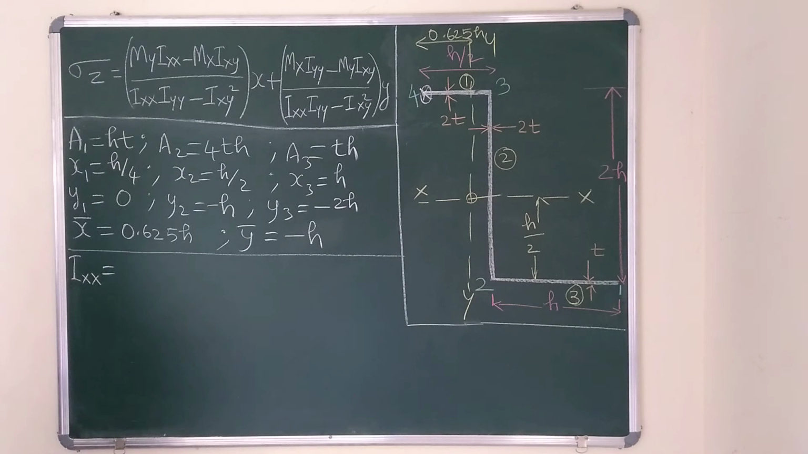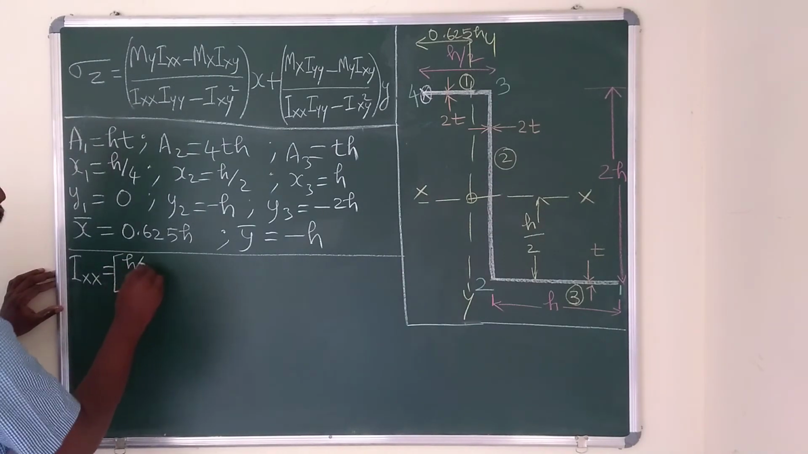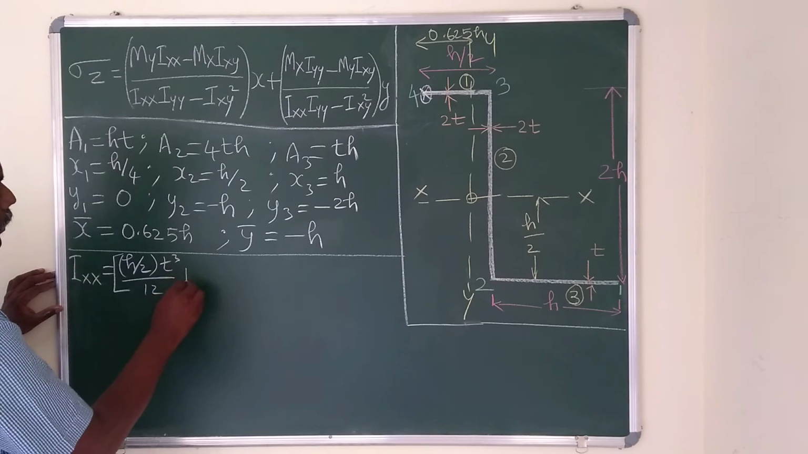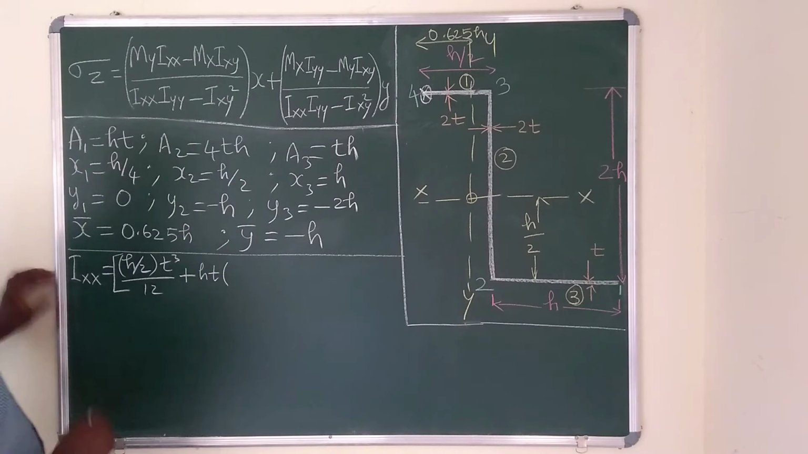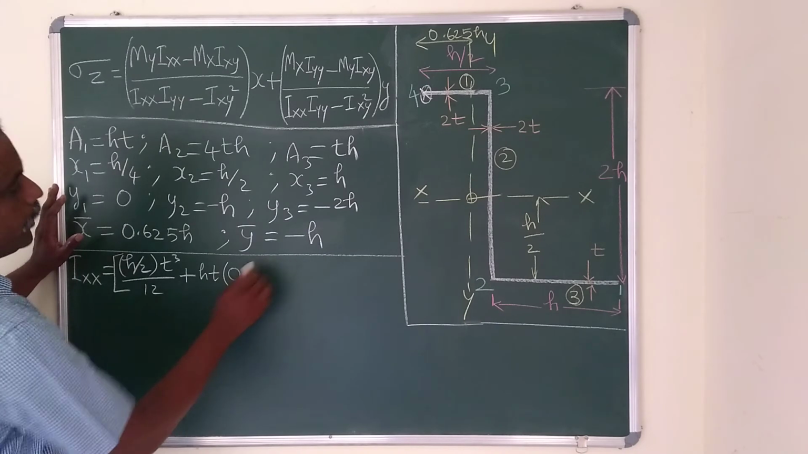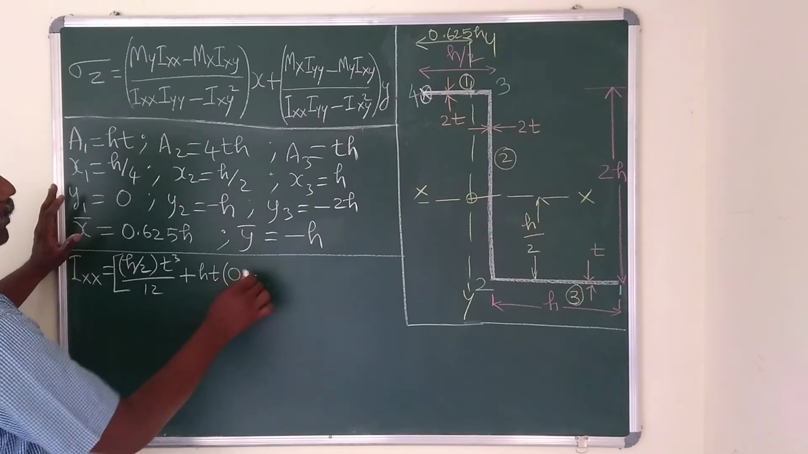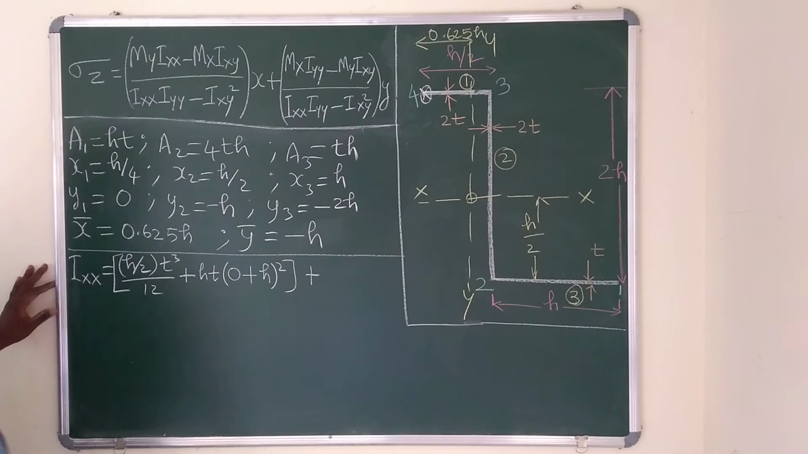So Ixx, as we know, is bd cube by 12 plus area into (y minus y bar) the whole square. For section 1, bd cube by 12, with h by 2, plus the area of section 1, which is ht, into (y1 minus y bar). Minus into minus is plus, so I can make it plus h square. So this is for section 1.